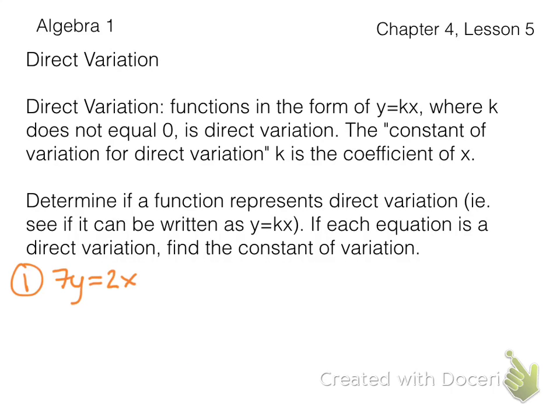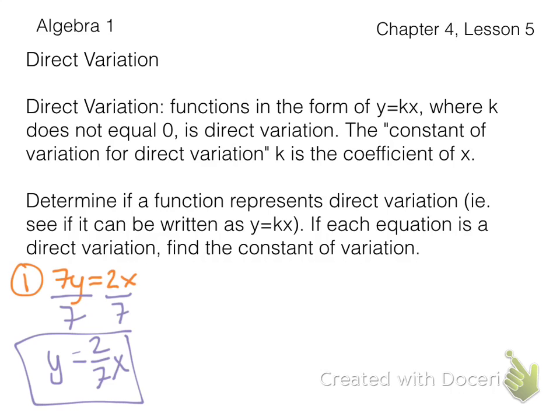So the first one is 7y equals 2x. If I divide by 7 on both sides, I'm going to get y is equal to 2/7 x, which means it can be written as a direct variation, which means it does vary directly. All right, next we have that. I've got to get y by itself basically.